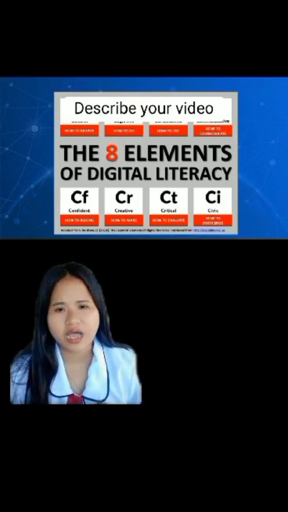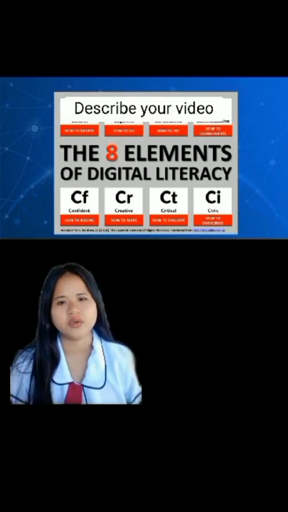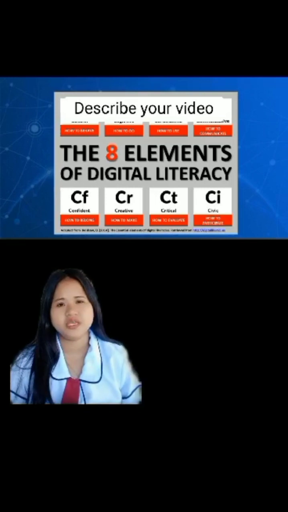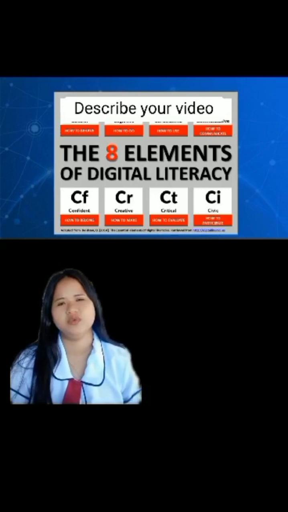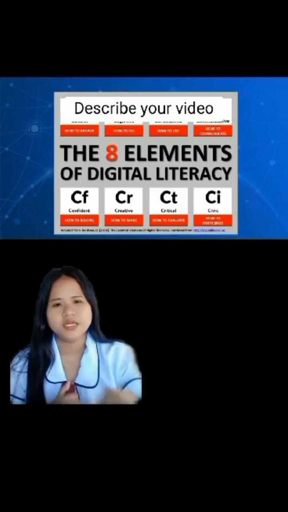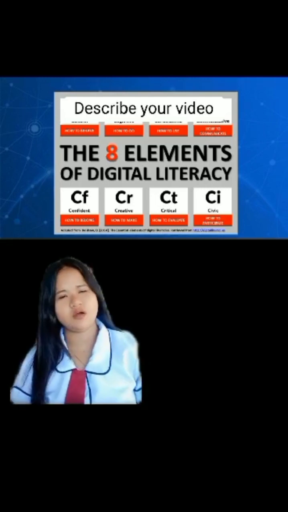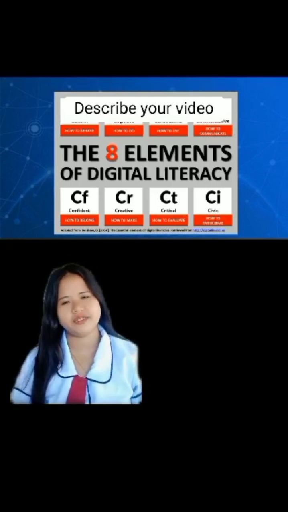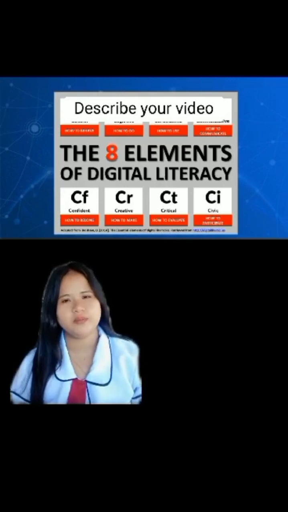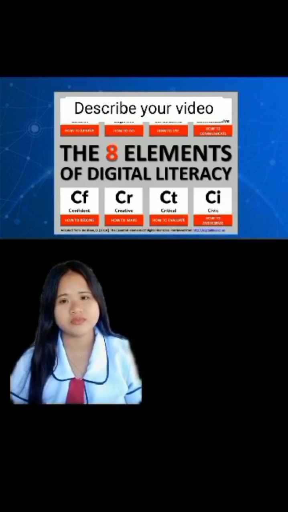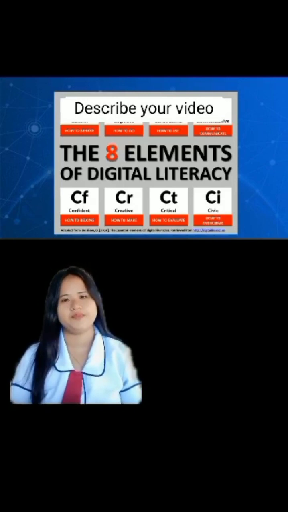Next is the creative, so how to make. For example, the different social media platforms or the digital platforms that are useful not only for ourselves but also in our studies, just like the PowerPoint presentations, Microsoft Excel and Word. So it's very important to be creative in presenting different topics.